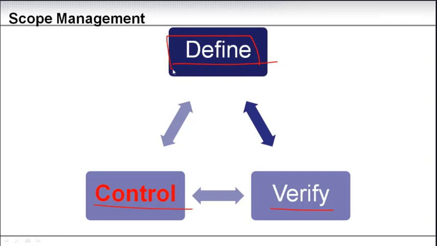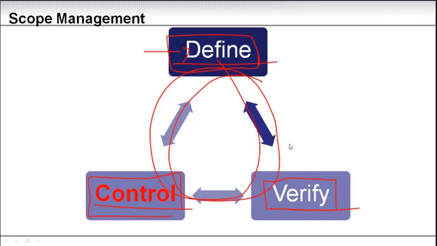You define your scope, you verify that this is what I'm going to build, and then you control that I'm not building anything else. If there's a change, you need to get the change approved. What is the impact to your scope definition? And then you go through the link again through this process to update your scope.